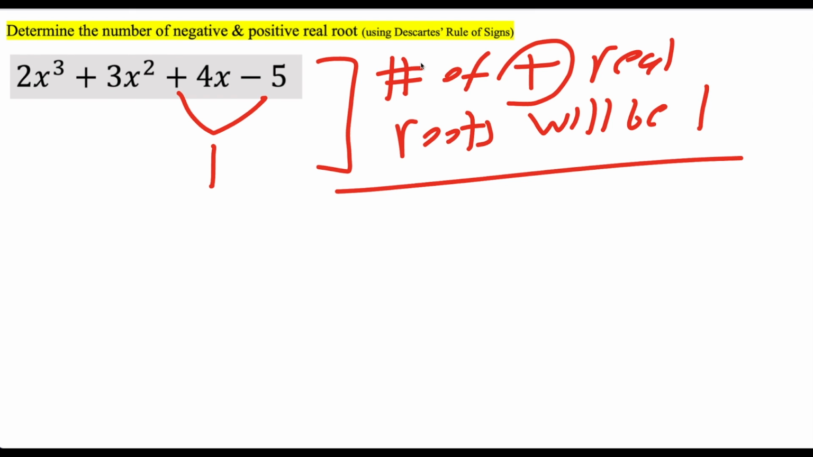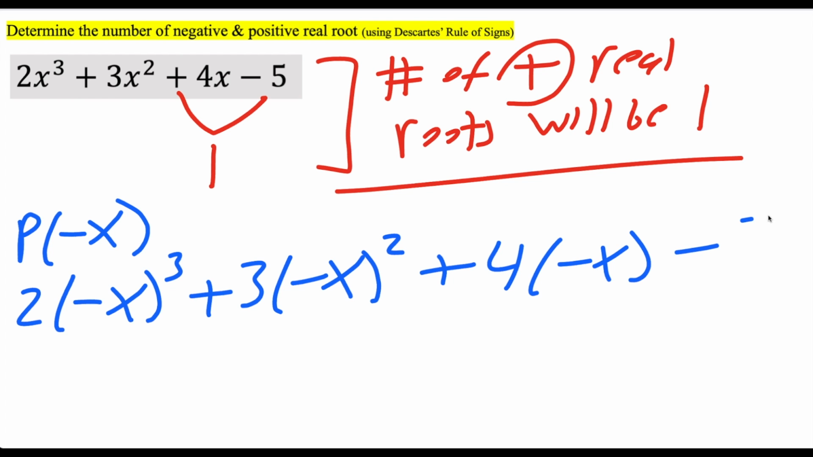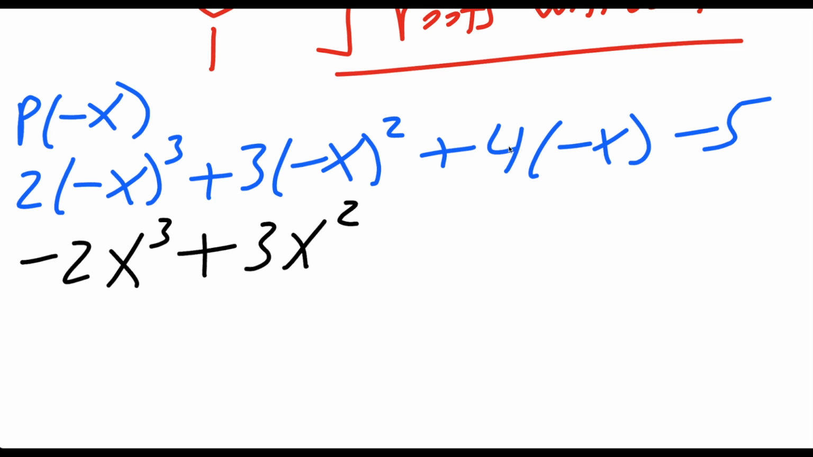And now we're going to do the number of negative real roots. For that, we have to do a different equation. It's p of negative x. So wherever you see an x, replace it with a negative x. So we'll get 2 times negative x raised to 3 plus 3 times negative x squared plus 4 times negative x minus 5. A negative x times a negative x times a negative x is a negative x cubed, so we get negative 2x cubed. Negative x times a negative x is a positive x squared, so positive 3x squared. A 4 times a negative x is a negative 4x, and we have a negative 5.